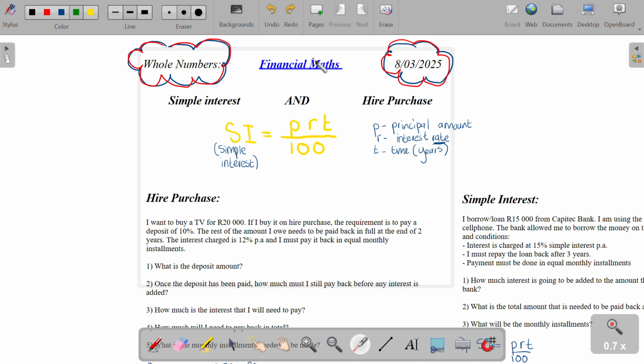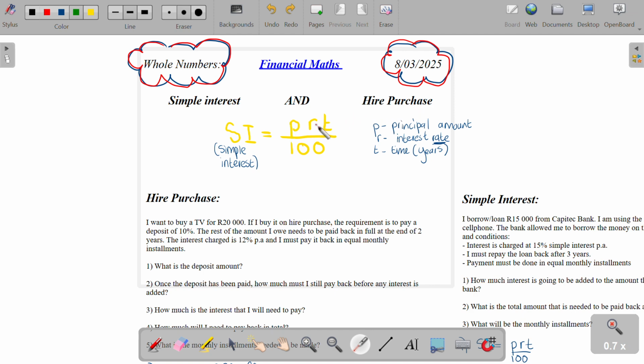Today, what we're going to be looking at is whole numbers. However, the main topic today is financial maths. And obviously, at your level, we are dealing with only simple interest and hire purchase. Okay, right, let's dive right in.